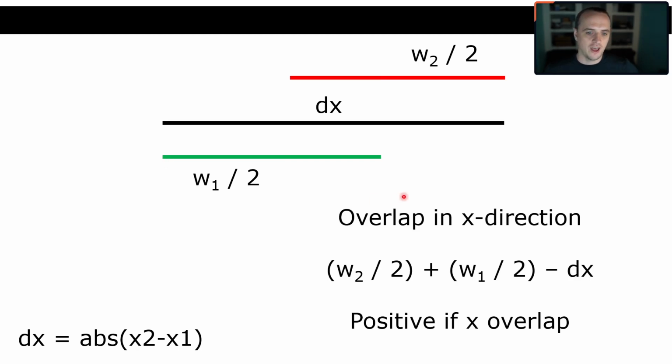So there's an overlap in the x direction if W2 over 2 plus W1 over 2 minus dx is positive, then there's an x overlap, okay? So if the sum of the green and red is greater than the black, then that means there's an overlap. And I hope you can see that by now. And this is why we want to store W2 over 2 and W1 over 2 as that half size, because that's going to save a lot of calculations for us later.